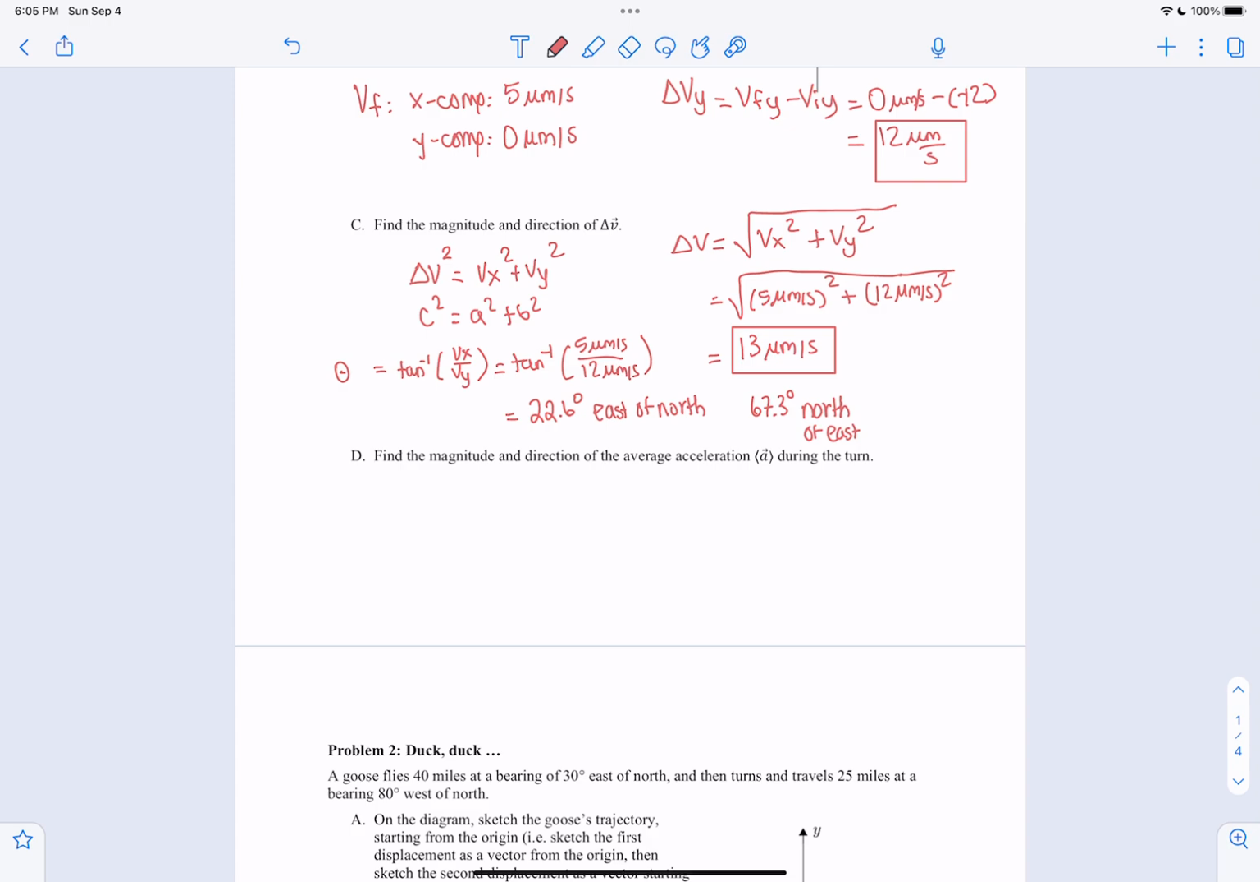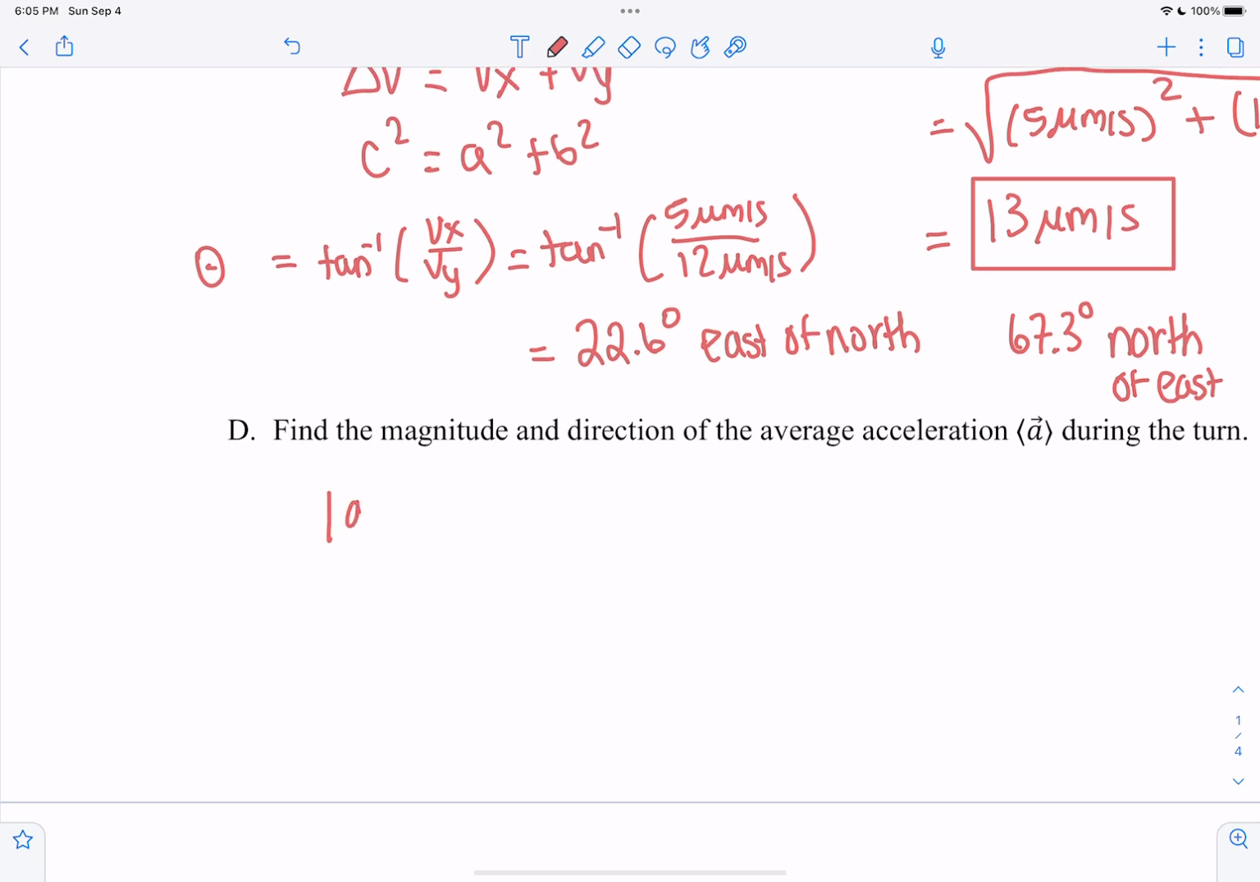Okay, cool. So now for part D, we're trying to figure out the magnitude and direction of the average acceleration during the turn, right? So first of all, we can write out average acceleration. This is average acceleration, and then we need to find the magnitude of it, so that just indicates that we're taking the absolute value. We want just the value itself, no indication of direction.